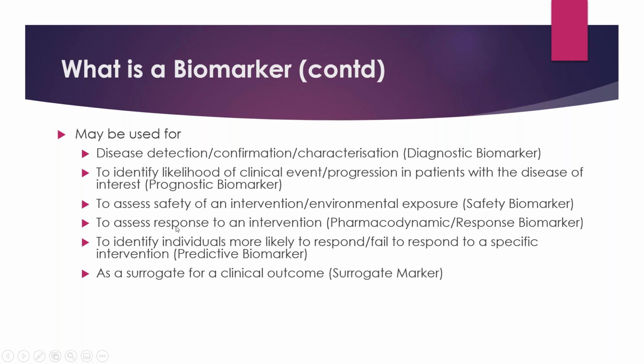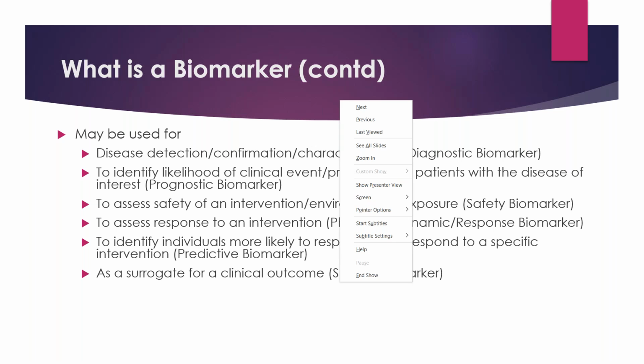It can be used to assess the safety of an intervention or of an environmental exposure, in which case it's a safety biomarker. It can be used to assess the response within a subject to an intervention, in which case it may be termed a pharmacodynamic or a response biomarker. It can be used to identify individuals who are more likely to respond or alternatively to fail to respond to a specific intervention, and in this usage is referred to as a predictive biomarker. And lastly, it can be used as a surrogate for a clinical outcome, in which case it may be referred to as a surrogate marker for that disease.